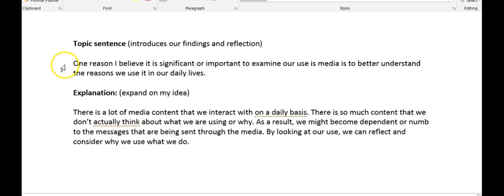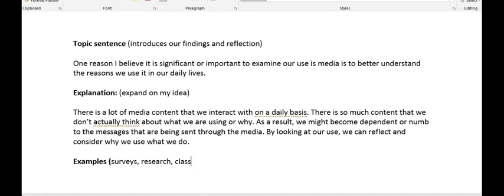Now we're on to some examples. And our examples can come from a wide variety of areas. They can come from our surveys. They can come from research that we've done on the internet. They can be class notes or discussions.